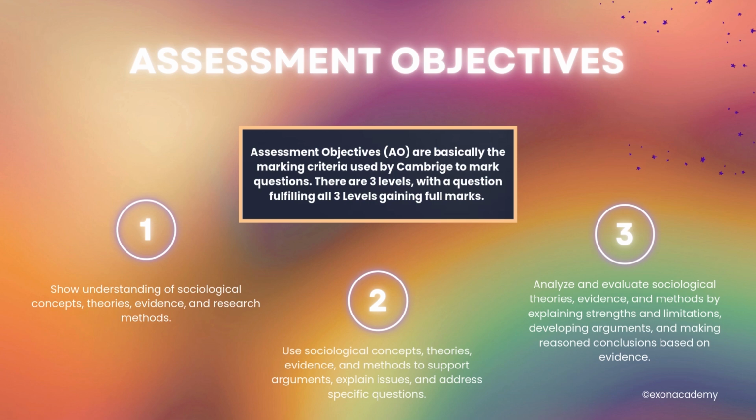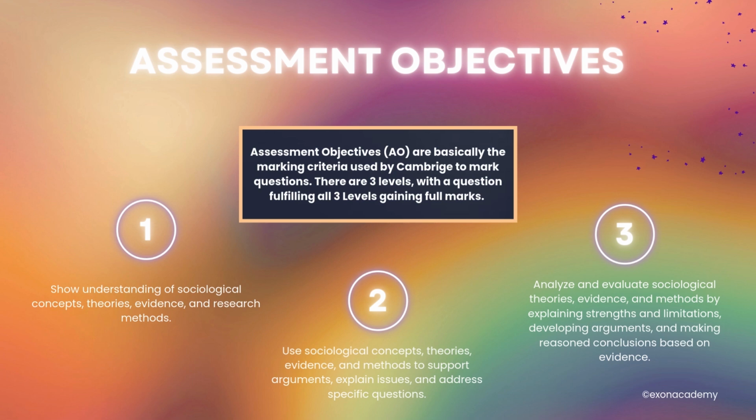To demonstrate basic knowledge in AO1, Assessment Objective 1, the candidate must show clear understanding of sociological concepts, theories, evidence, and research methods. To achieve AO2, the candidate must use sociological concepts, theories, evidence, and methods to support arguments, explain issues, and address specific questions.